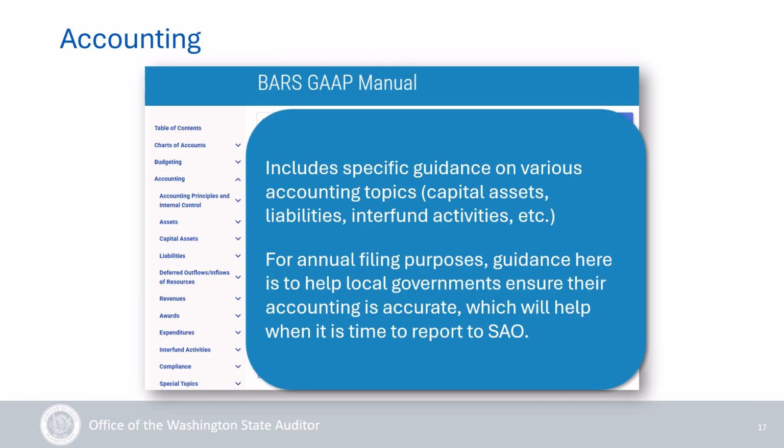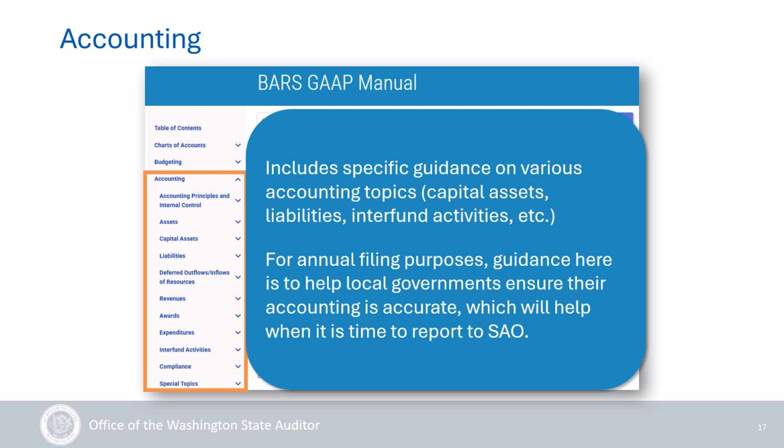Now we're moving on to the accounting section in the BARS manual. This is the best place to start if you are ever thinking, how do I record this transaction? Because having the correct accounting for your transactions helps to ensure that your annual report is accurate when you go to report to SAO. Some highlights to remember for this section include accounting guidance on how to account for liabilities such as compensated absences, pension liabilities, etc.